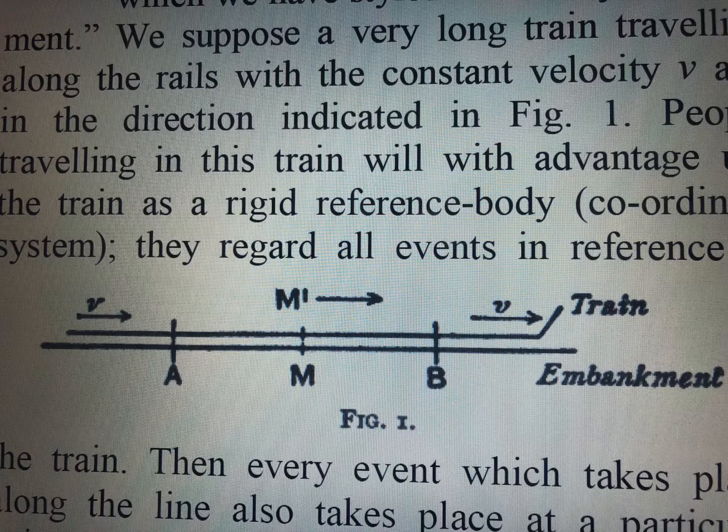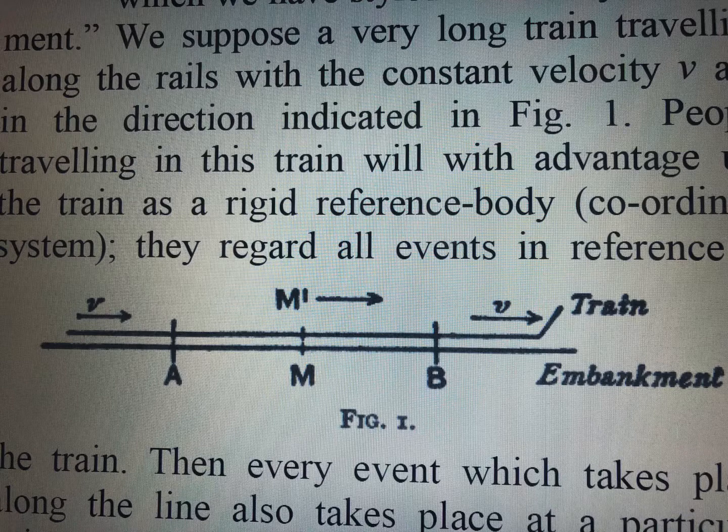When we say that the lightning strokes A and B are simultaneous with respect to the embankment, we mean the rays of light emitted at the places A and B where the lightning occurs meet each other at the midpoint M of the length AB of the embankment. But the events A and B also correspond to positions A and B on the train. Let's suppose M prime be the midpoint of the distance AB on the traveling train.